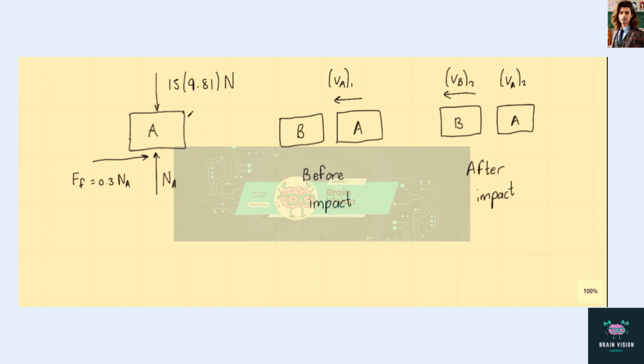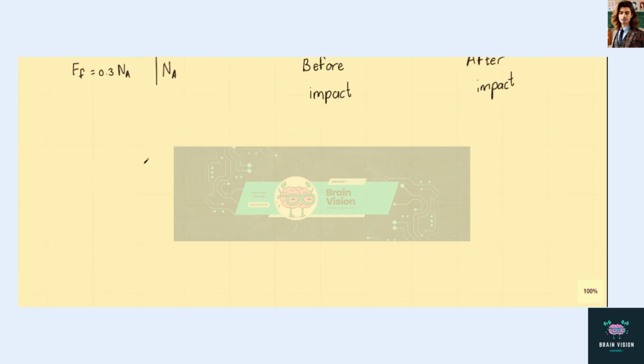If we refer to the free body diagram of block A, we can see that its weight is acting vertically downwards, and the normal force of the surface on the block is acting in the opposite direction, and there's no vertical motion of this block. There's also a frictional force acting against the motion, which is the coefficient of friction 0.3 times the normal force NA. So let's apply the principle of work and energy.